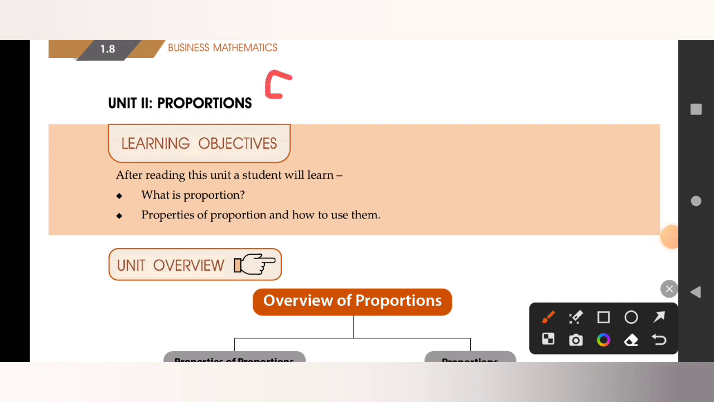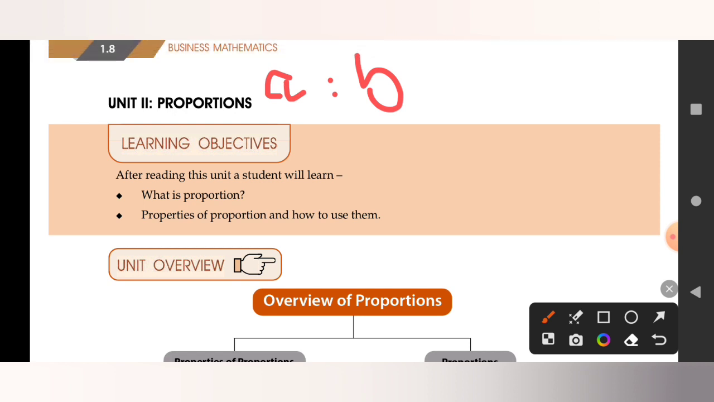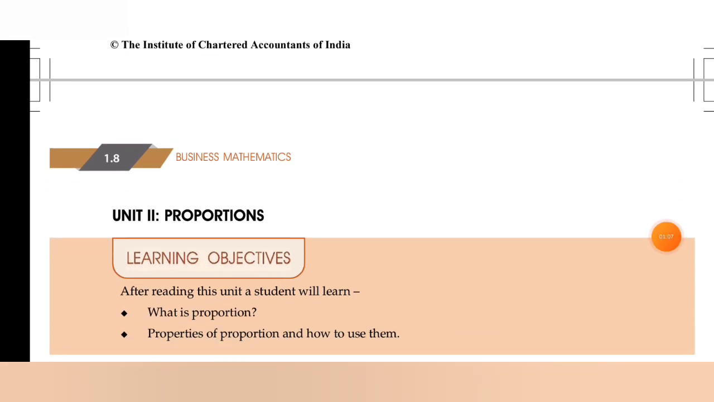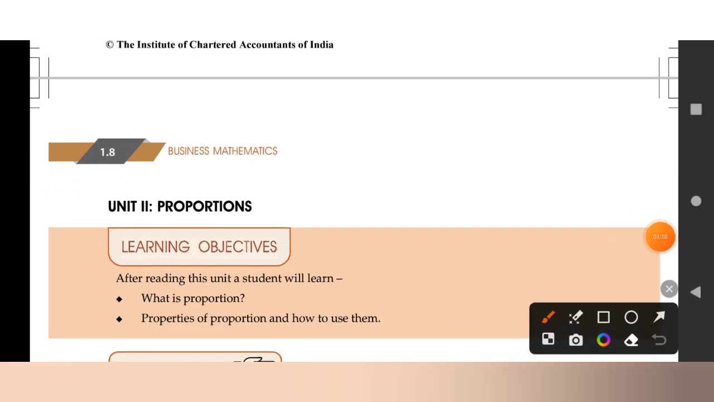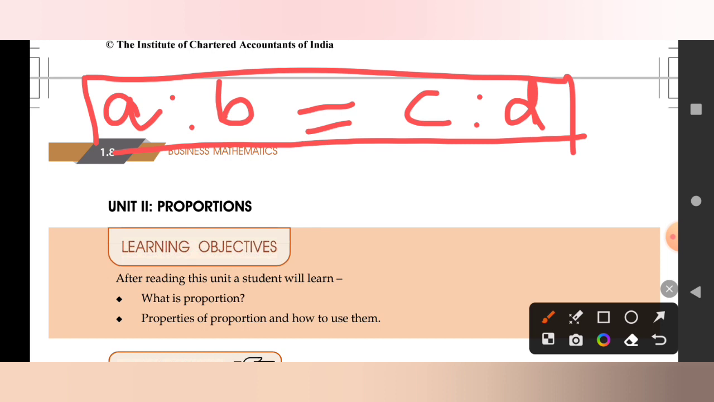What was ratios? We have already learned about ratios. It is A is to B. A is to B, we read it as a ratio, right? So what is a proportion? Equality of two ratios. Suppose A is to B is one ratio and C is to D is another ratio. So equality of two ratios is called a proportion. A is to B is equal to C is to D. This equality makes it a proportion.